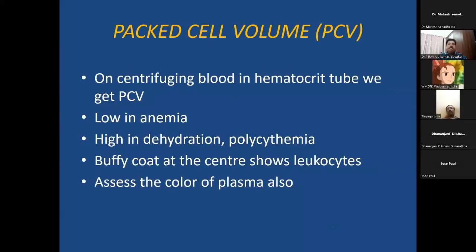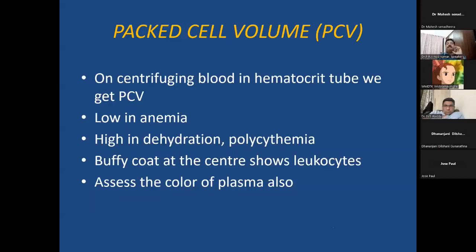That is very important: packed cell volume. If the packed cell volume is low, it means that there is anemia, a lower number of red blood cells. If the packed cell volume is high, the opposite of anemia, it can be polycythemia. But on the other hand, if the packed cell volume is high and the plasma volume is low, you can see there is dehydration. So when there is dehydration, the PCV increases.